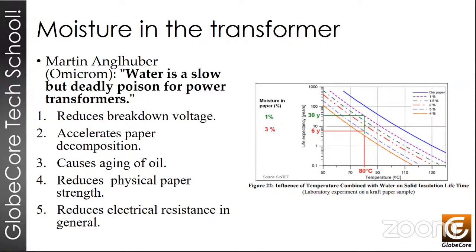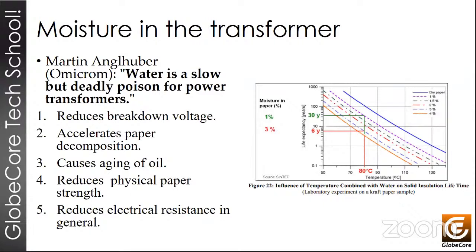It examines the effects of temperature in combination with water on solid insulation, and it shows the expected life of kraft paper on the blue line here, the top line. We can see the expected life of the paper when it's completely dry. It's clear that as temperature rises, the useful life is reduced. And now we can see down below is a purple dotted line, and we can see the effect of 1% of moisture in the paper, which when operated at 80 degrees centigrade can have an approximate life of about 30 years.